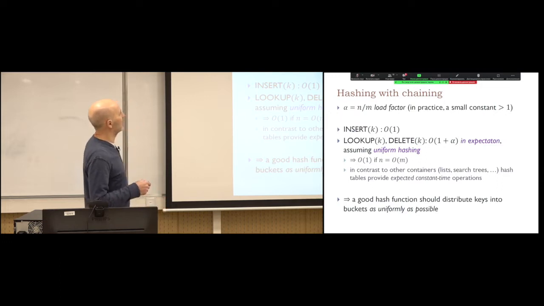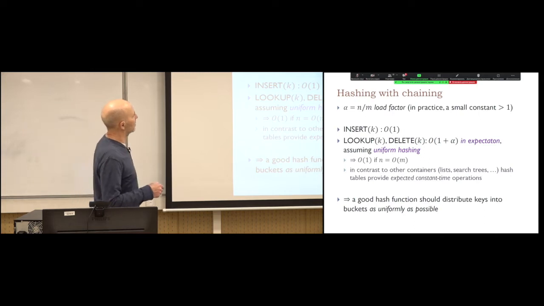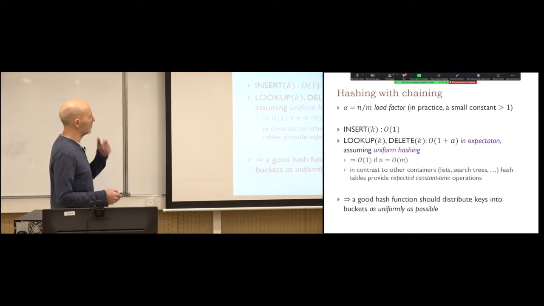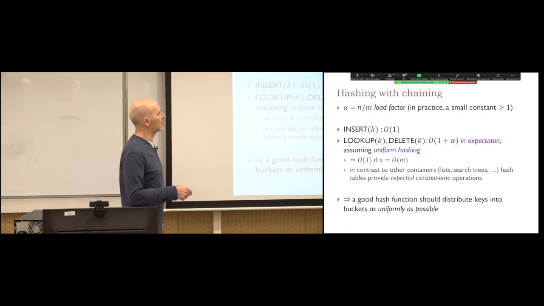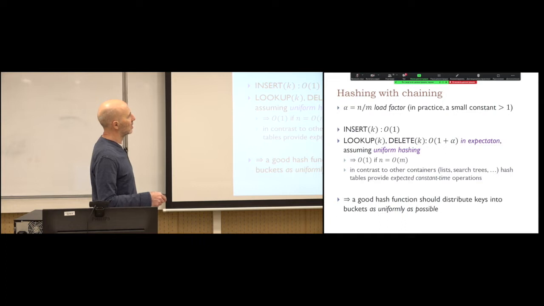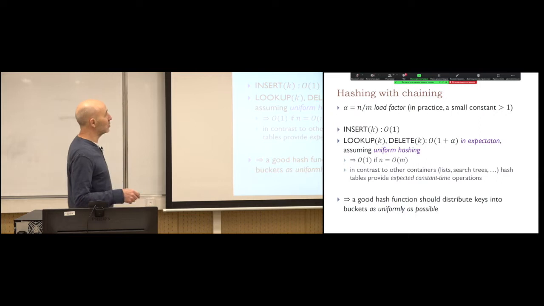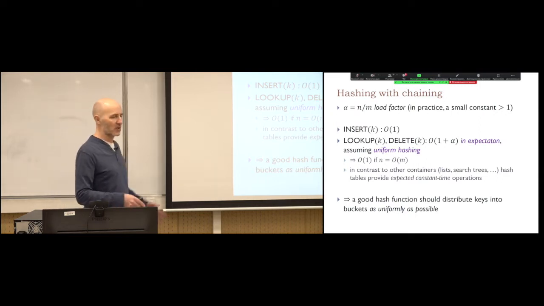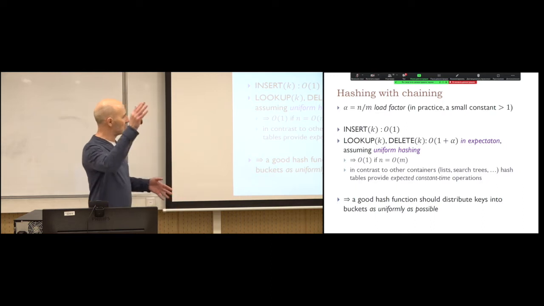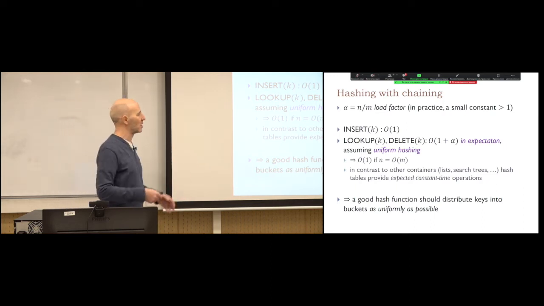So typically alpha is some constant. Usually the size of the hash table is proportional to the number of objects. So alpha can be 2, 3, or something like this, some small constant. So we have a constant time lookup and delete in expectation under this assumption. So you understand from this that a good hash function should distribute objects as uniformly as possible to make these lists as small as possible on average.